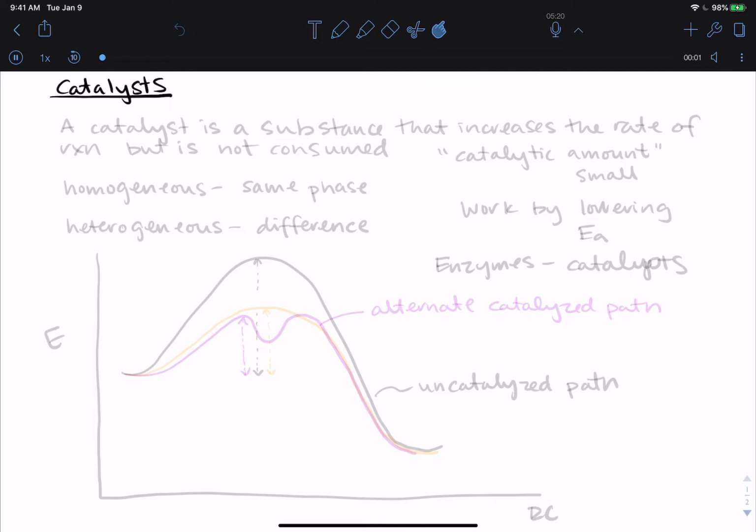Our last video for rate and kinetics is about catalysts. So you have used catalysts in lab before and you have probably heard about them, but just for a definition, a catalyst is a substance that increases the rate of reaction, but is not consumed by the reaction.